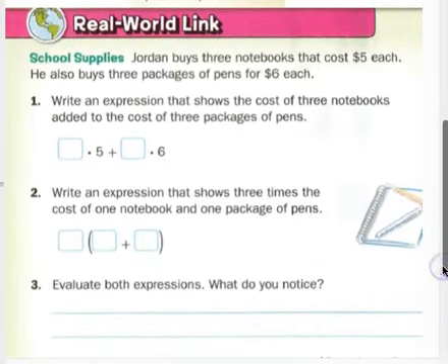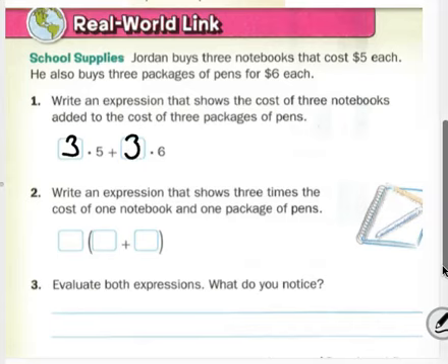All right, so Jordan buys 3 notebooks that cost $5 each. He also buys 3 packages of pens for $6 each. Number 1 says write an expression that shows the cost of 3 notebooks added to the cost of 3 packages of pens. Well, if we want to buy 3 notebooks, each one costs $5, so that would be like saying 5 plus 5 plus 5, or 3 times 5. And if we want 3 packages of pens, that would be like 6 plus 6 plus 6, or 3 times 6.